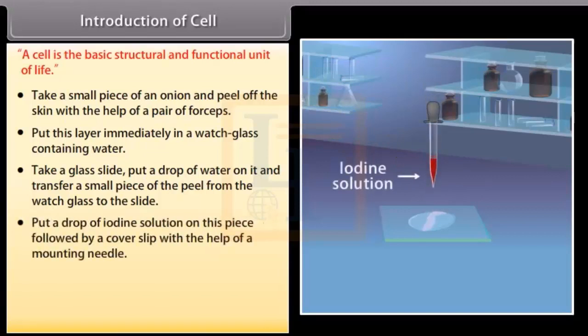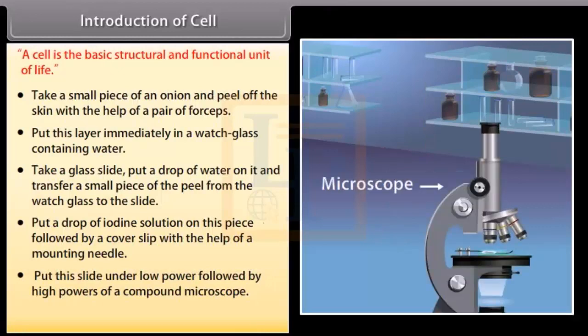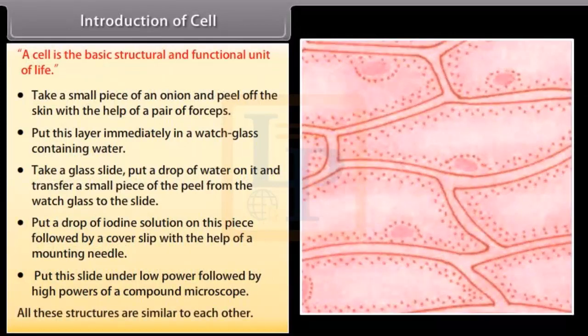Put a drop of iodine solution on this piece followed by a cover slip with the help of a mounting needle. Put this slide under low power followed by high powers of a compound microscope. All these structures are similar to each other.